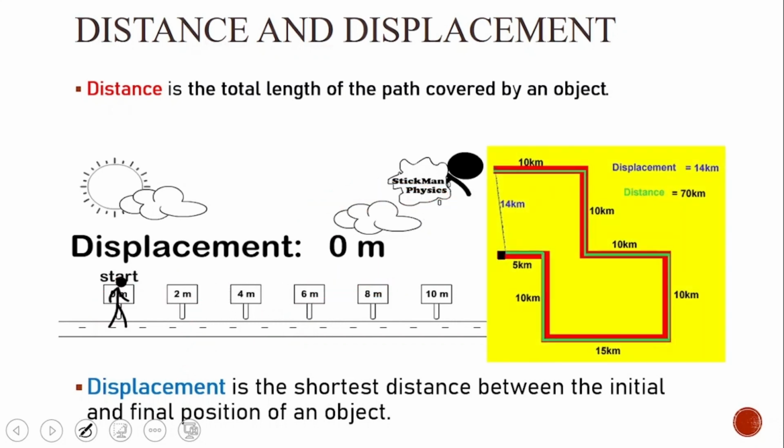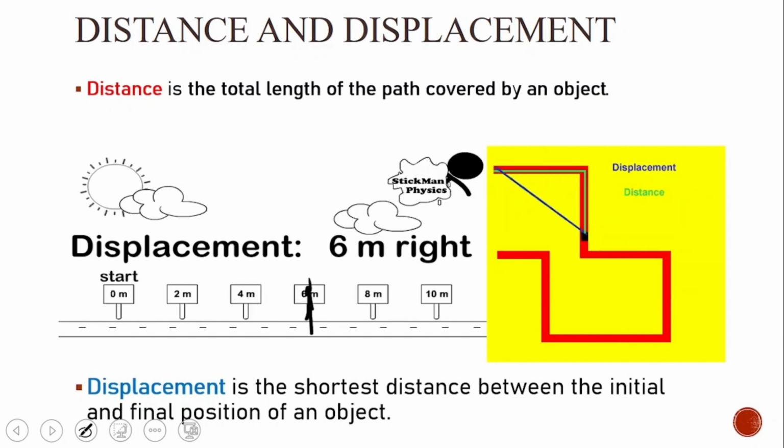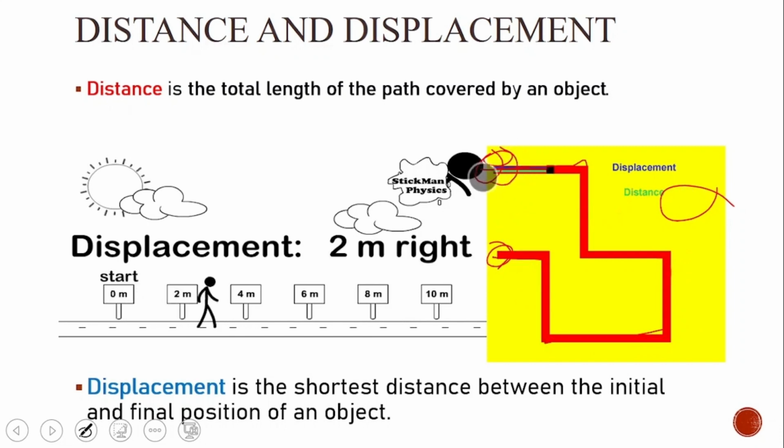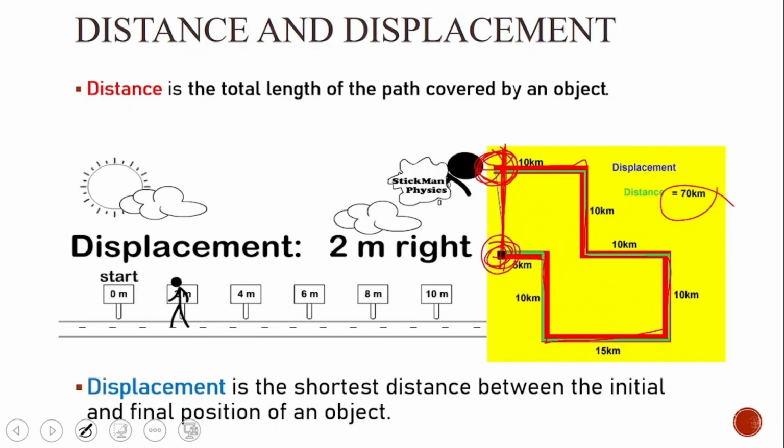For more clarity, we can see another picture here. The car is moving in different directions, and here is the starting position and here is the final position. We can see the total distance traveled by the car is 70 kilometer. But since there is a starting position and an ending position, the direct distance between these 2 points is known as displacement, and the value is 14 kilometer.